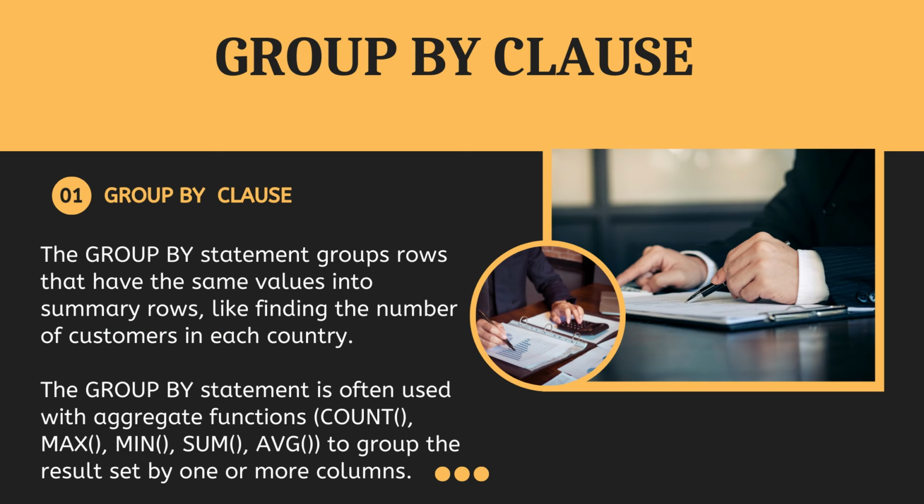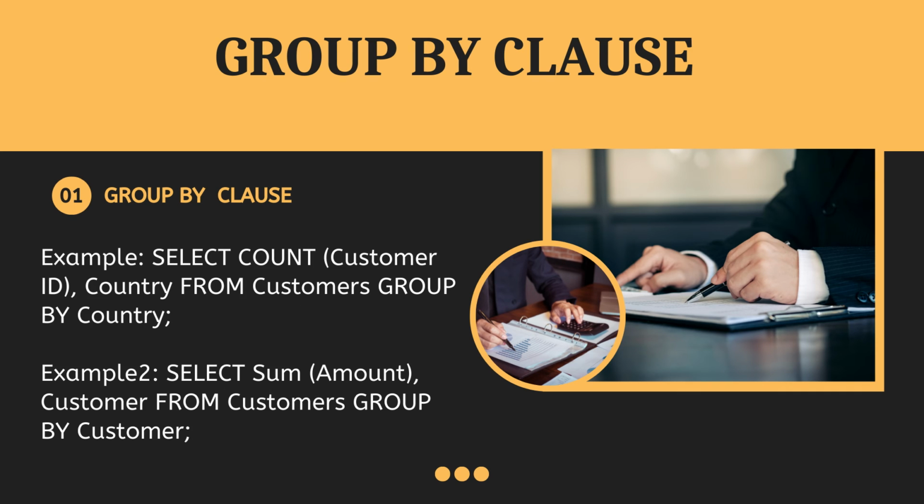The group by statement groups rows that have the same values into summary rows, like finding the number of customers in each country. The group by statement is often used with aggregate functions count, max, min, sum, avg to group the result set by one or more columns. Example: select count(customer ID), country from customers group by country. Example 2: select sum(amount), customer from customers group by customer.